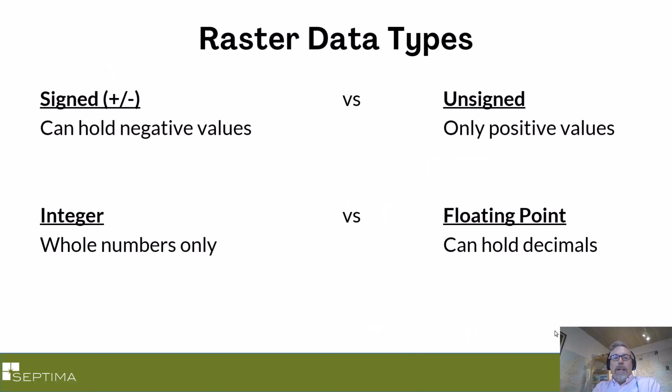We also have raster data types. So a raster can be signed or unsigned. If it's signed, that means that raster data type can hold negative values. If it's unsigned, it will only store positive values. Then we have integer versus floating point. An integer raster can store whole numbers only, whereas a floating point raster can hold decimal places. And we get different combinations of these. So sometimes we'll have a signed integer or an unsigned integer, etc.